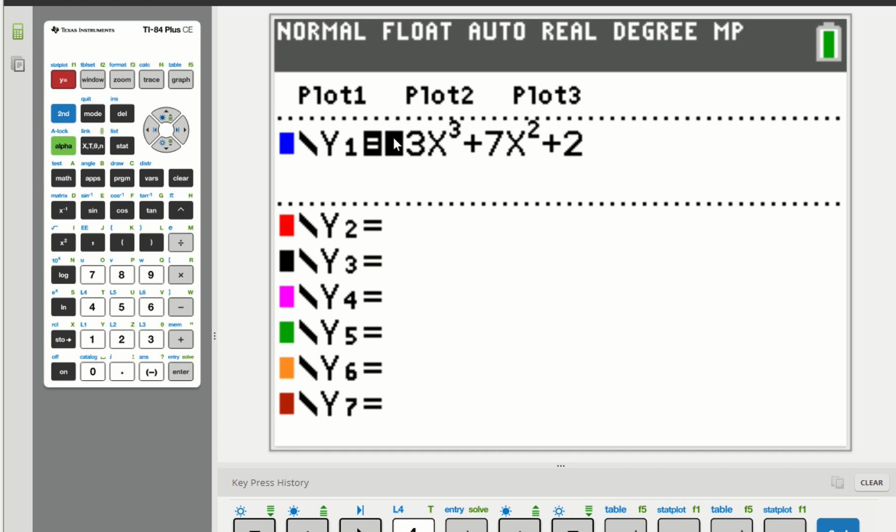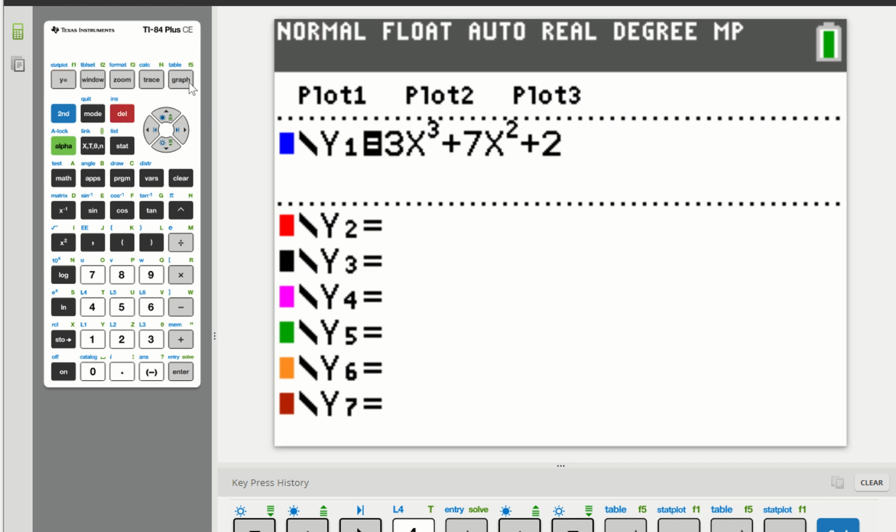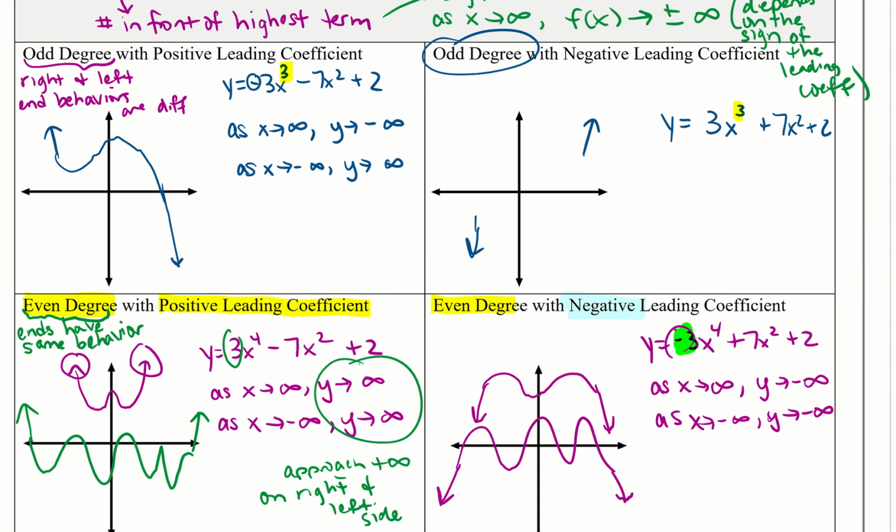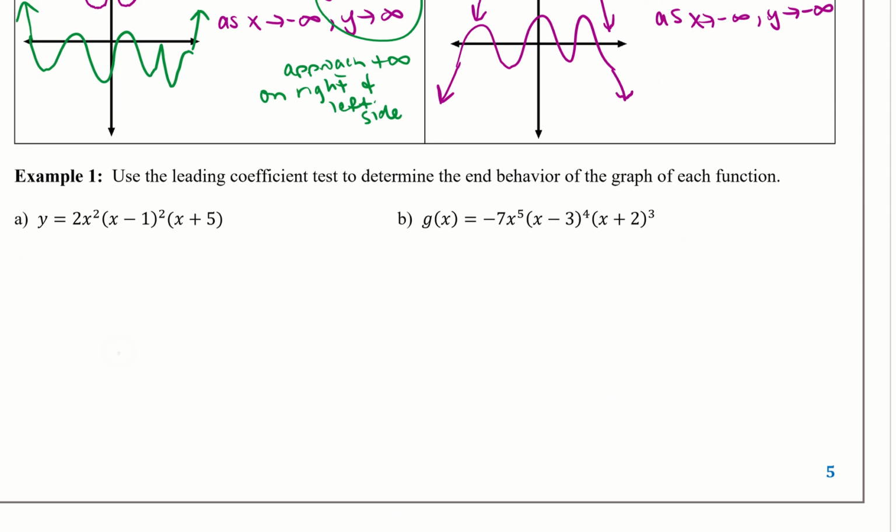So let me just modify this. I'm going to just get rid of that negative. And again, you can see that we have that different end behavior. And so this looks something like this. And so on the right-hand side, as x approaches infinity, positive or negative infinity will match the sign of the leading term, that leading coefficient. And then the left-hand side, since we have an odd degree, will always have different behavior than the right-hand side.